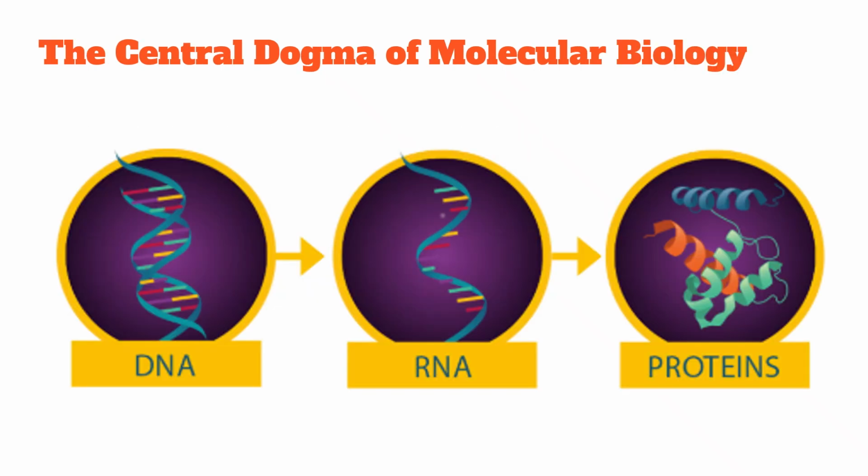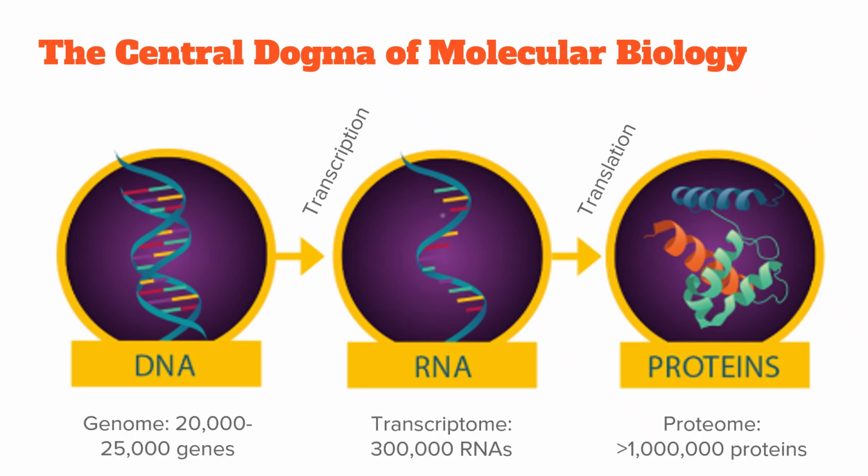The central dogma describes the flow of information in cells. DNA is transcribed into RNA, and RNA is translated into protein. This framework helps us understand how the instructions in DNA ultimately create the traits we observe. Notice that while the human genome has about 20 to 25,000 genes, the number of RNA transcripts and proteins is much larger. That's because many genes can be spliced in different ways, and proteins can be modified after they're made. This complexity is part of what makes biology so dynamic.